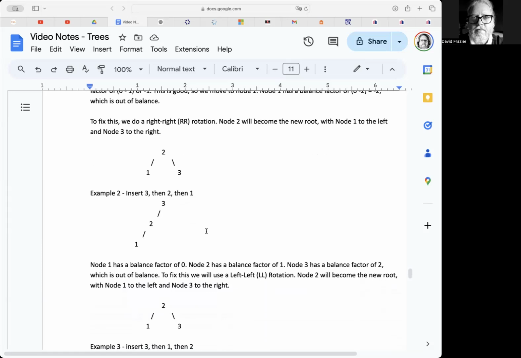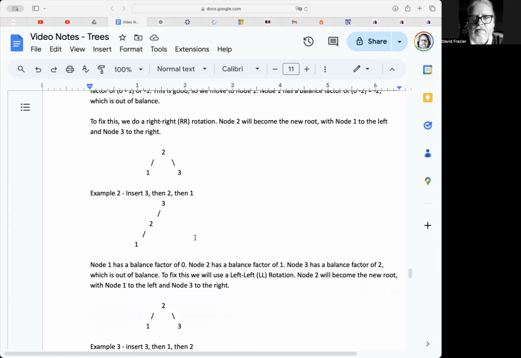The other simple rotation is a left rotation. It's kind of the opposite. If we were to insert a 3, it's a leaf node, life's good. A 2, then the 2 would go to the left of 3, and this would have a balance factor of 1. This is 0, we're good. And then a 1. Now, node 1 has a balance factor of 0, node 2 has a balance factor of 1, but node 3 has a balance factor of 2.